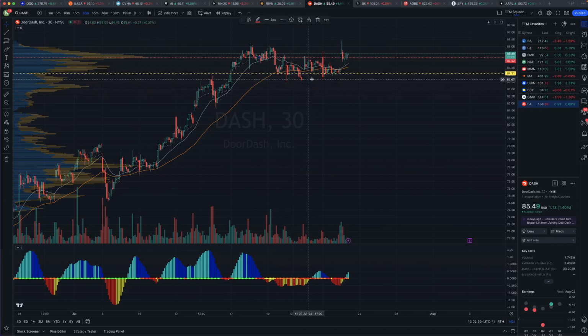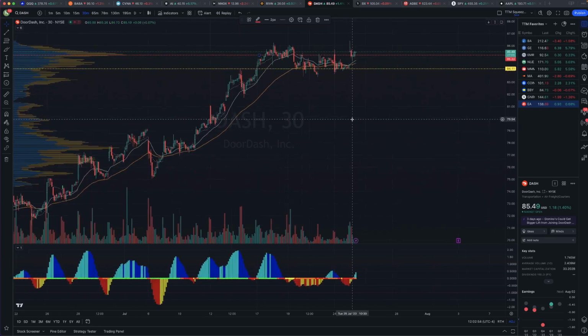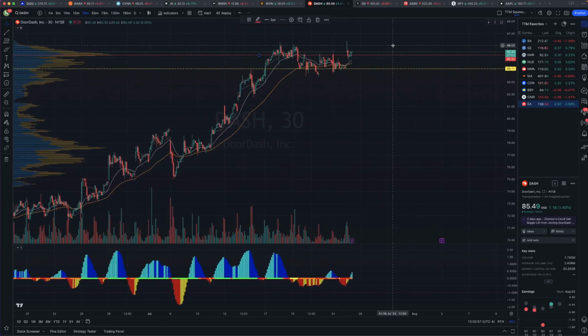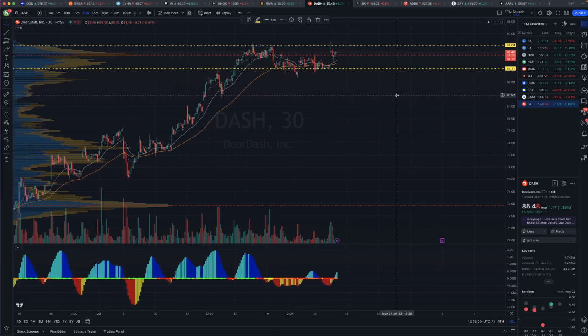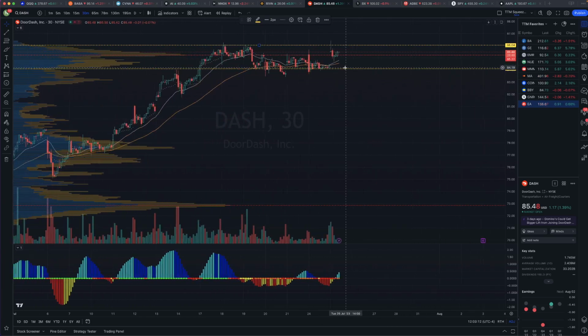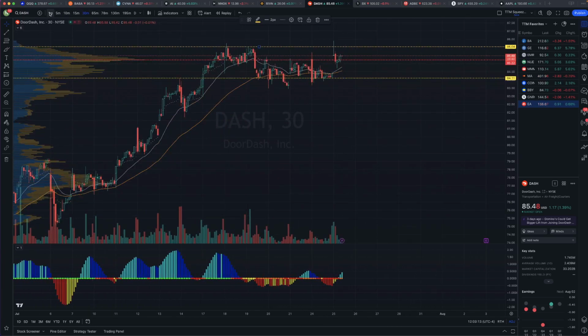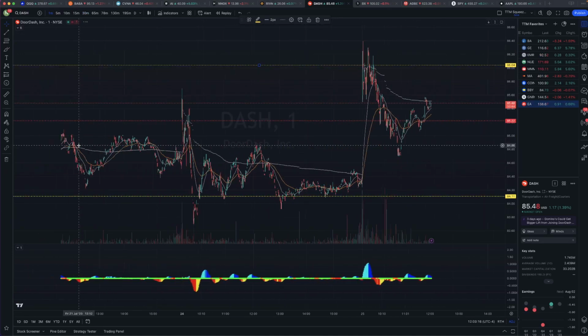85.20. Our support level line is at 84.12. Our resistance level sits right up here at 86.04, basically. And that's a 30-minute. So let's come down to a 1 minute and let's see what we're looking at.